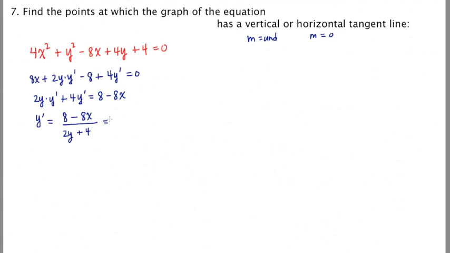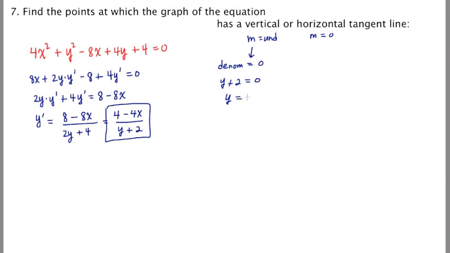On the top, every one of these terms can be divided by 2, so I'm just going to go for it: (4 minus 4x) divided by (y plus 2). So here's an expression for the slope of the tangent line. Now we want to see where that expression is undefined. Undefined, think denominator equals 0. So y plus 2 is equal to 0, which means it's undefined when y is equal to negative 2.